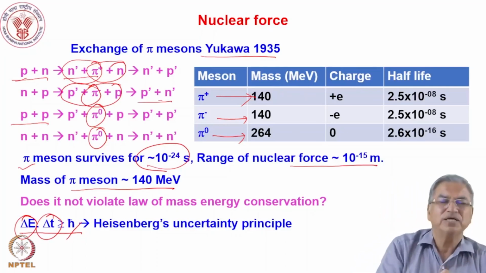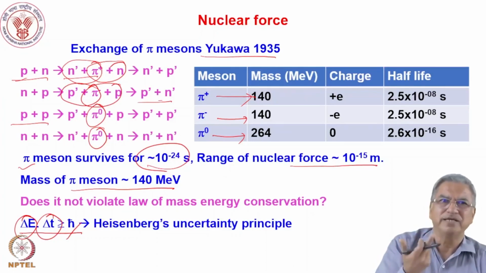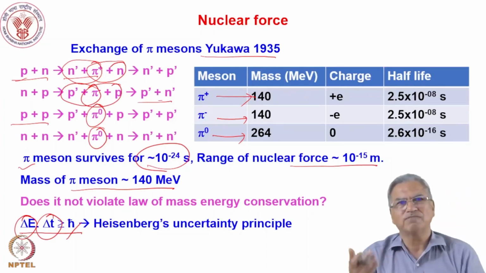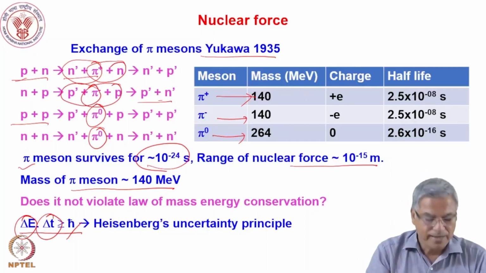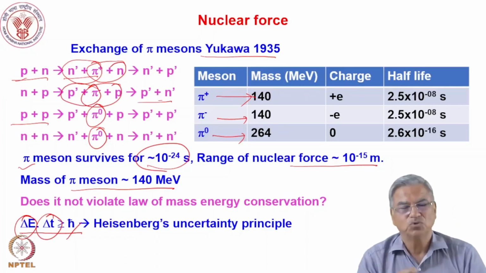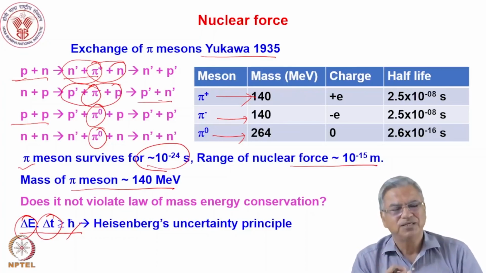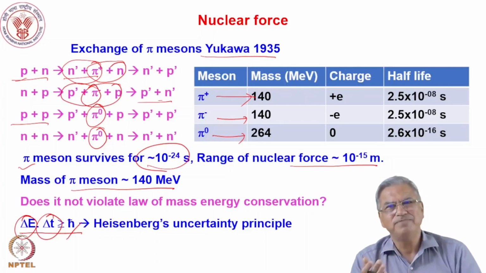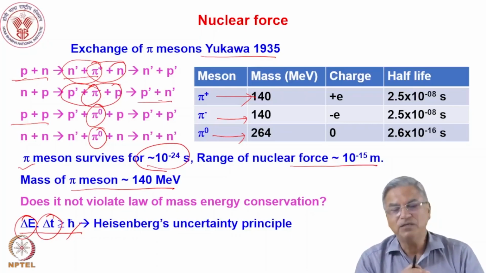And from this you can predict that if you produce a certain mass number, so 140 mass, like energy, then it will survive for a time which is possible by complying with Heisenberg's uncertainty principle. So that is how we could explain that the pi meson exchange theory is valid, because this pi meson does not survive. It is captured by another nucleon inside the nucleus, and so this is what forms the bonds between the nucleons inside the nucleus.